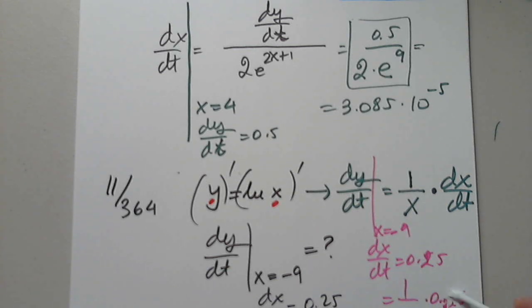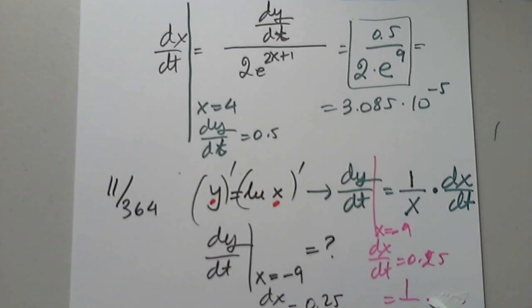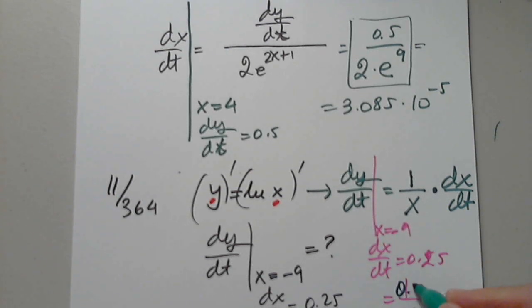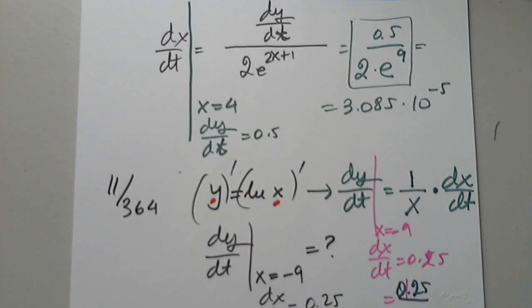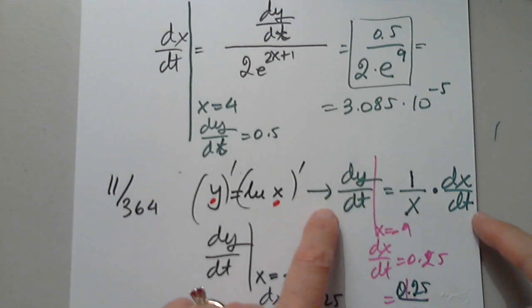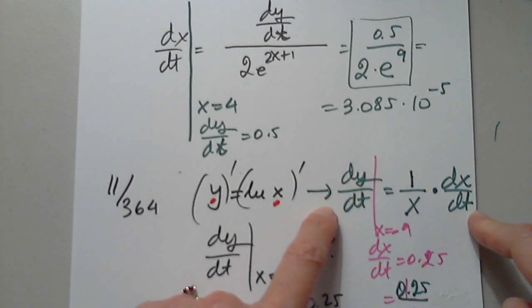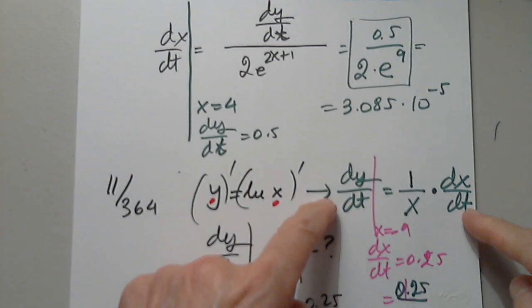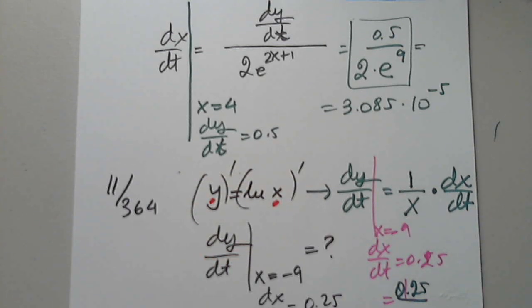I'm going to erase the whole thing and put it up here. So the answer is negative 0.25 over 9. We have a relationship between the functions, and we have a relationship between their derivatives. That's called related rates. Related derivatives or related rates of change?